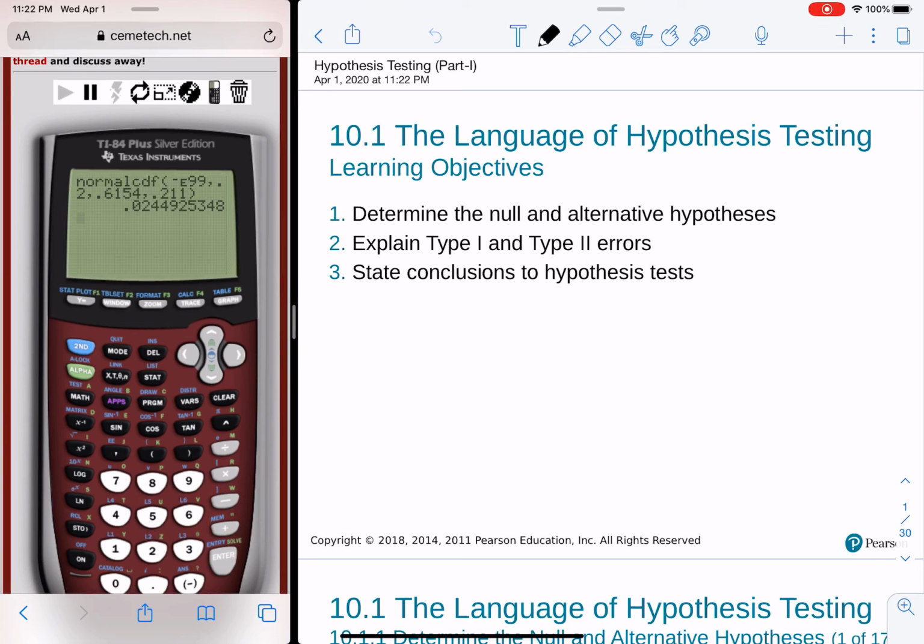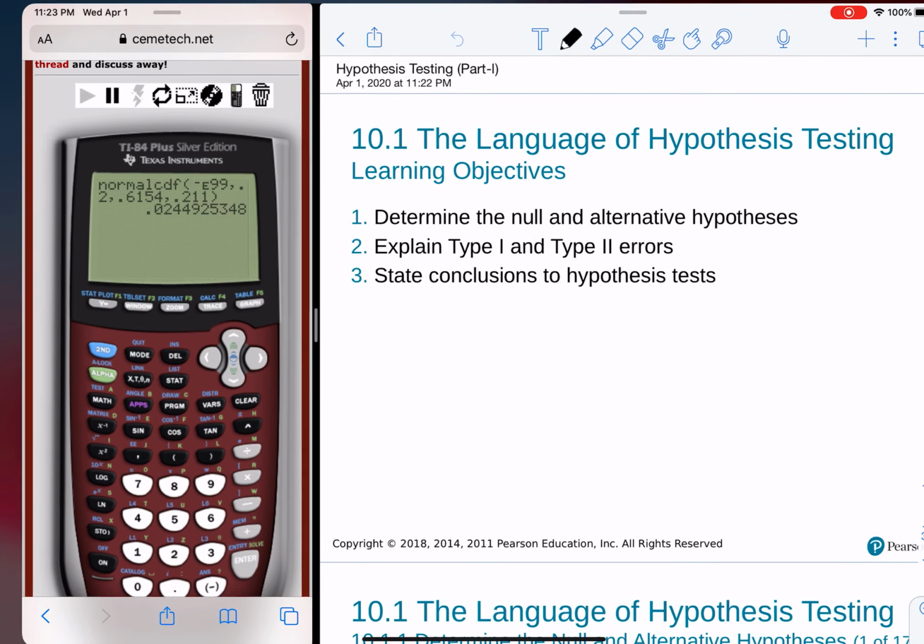This video is on hypothesis testing, and we are going to determine what the null and alternative hypotheses are, the concept of type 1 and type 2 errors, and how we come up with conclusions to hypothesis tests. Mind you, this is a process to obtain a conclusion about a hypothesis.